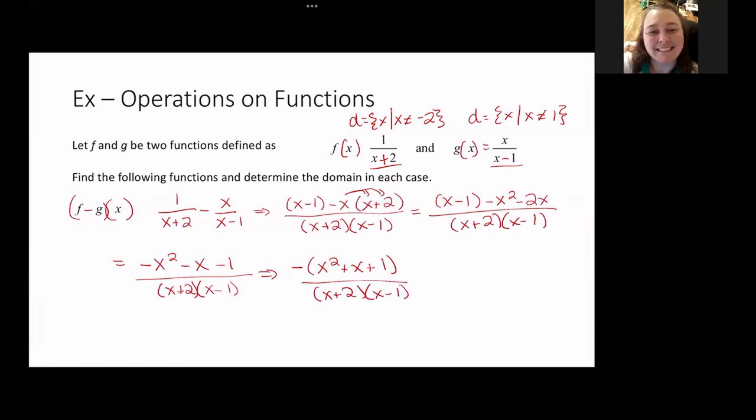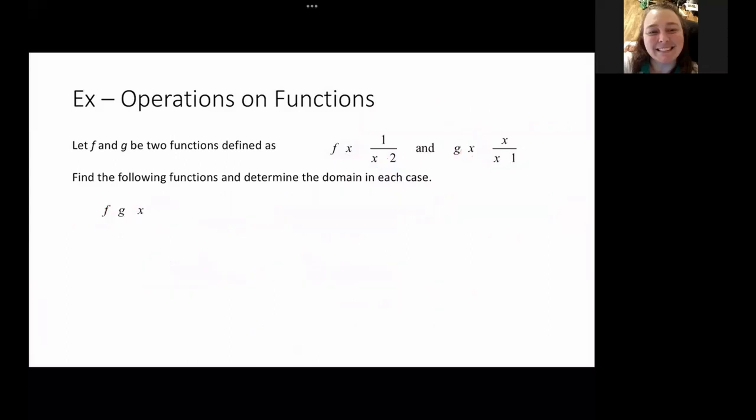Okay, so one thing we need to notice again, remember the denominator cannot be equal to 0, which gives us that domain again. X cannot be equal to minus 2, and x cannot be equal to 1.